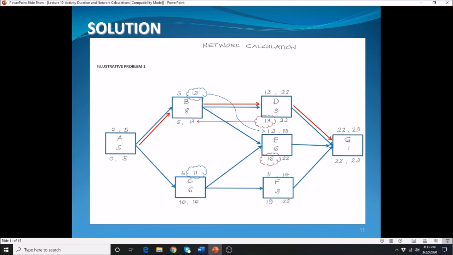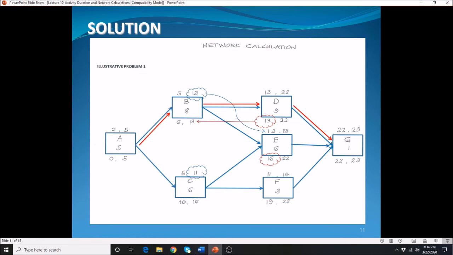So again, in a given network diagram, there must always be a critical path. Okay? And how will you determine if an activity is critical? Both the top numbers and the bottom numbers are the same. So in this case, your A, B, D, and G are the critical path. So I want you to take note of this.